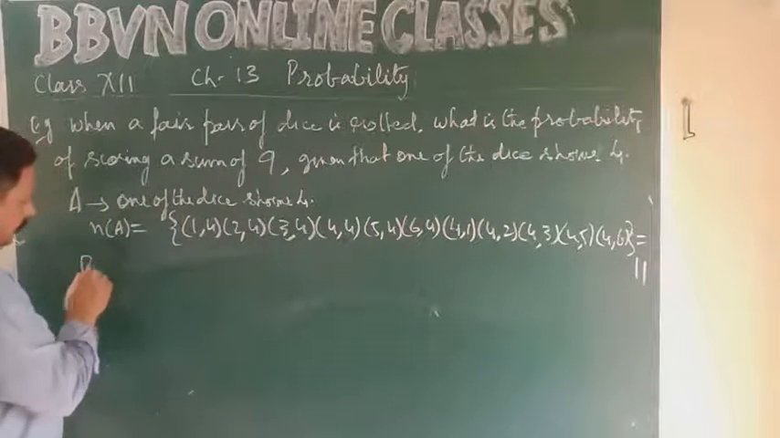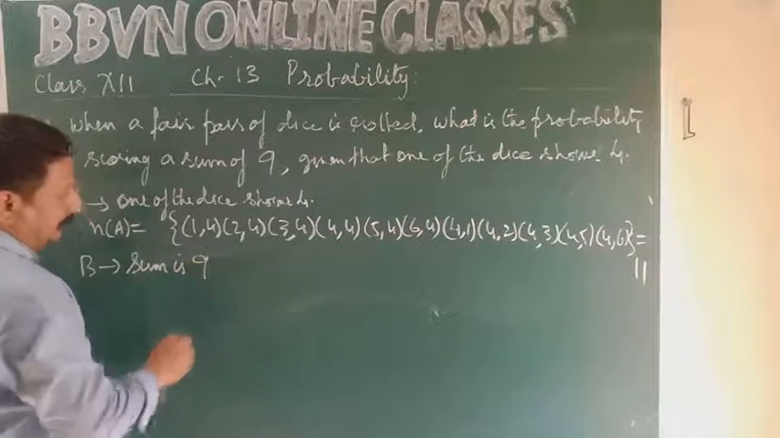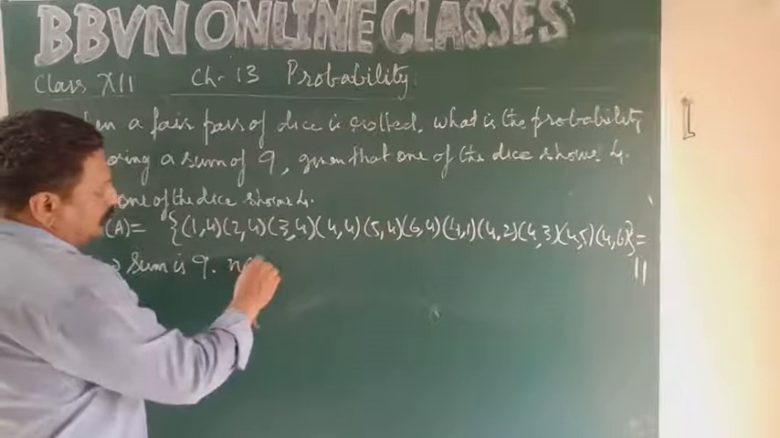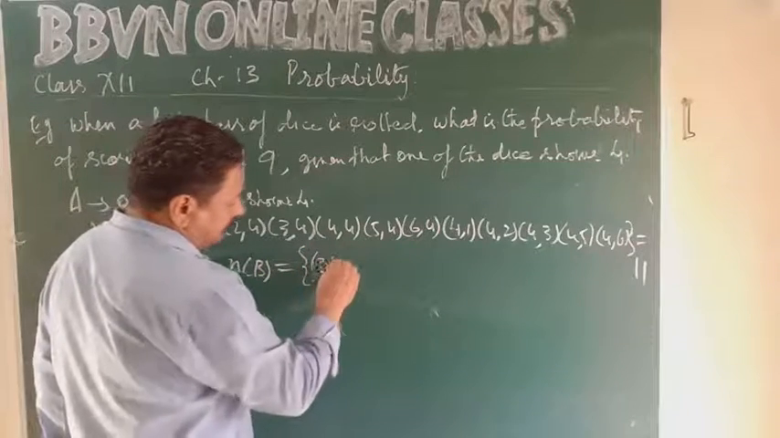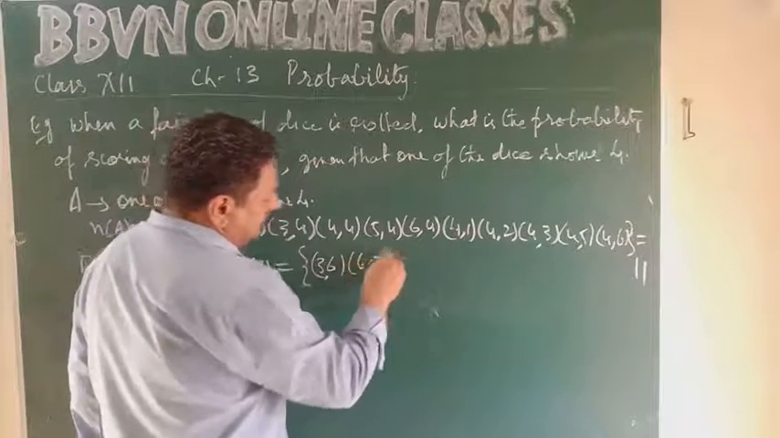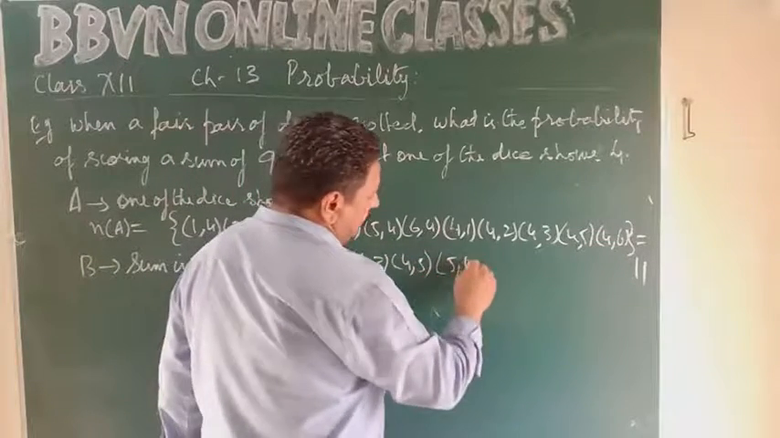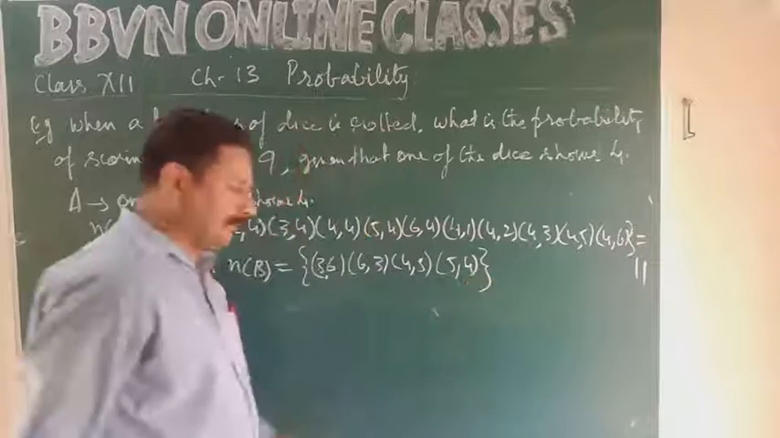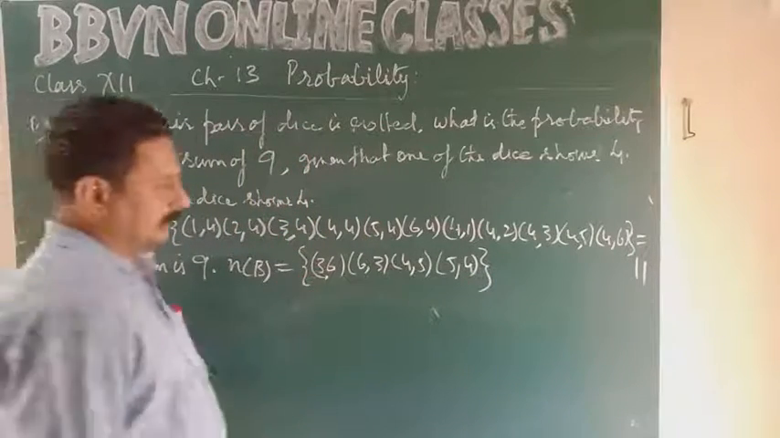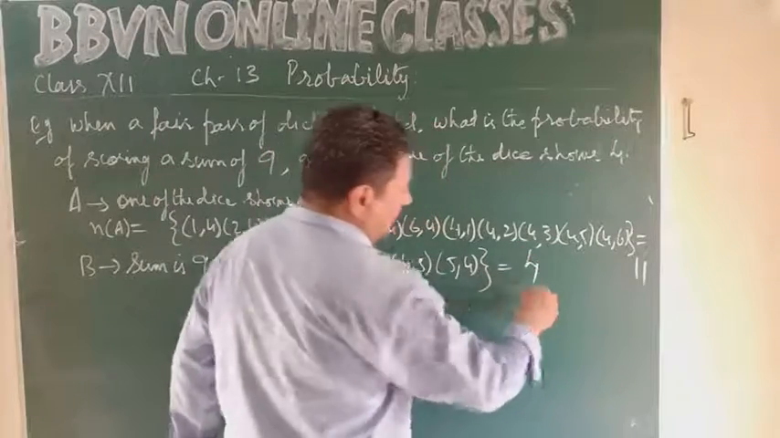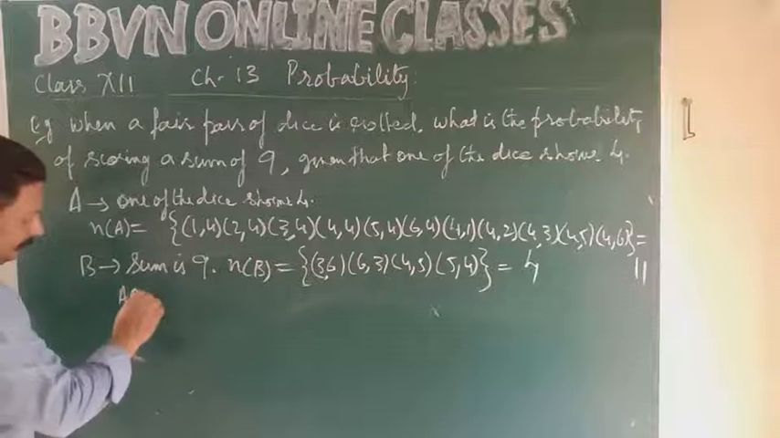Next, B. What is B? Sum is 9. So how do we get a sum of 9? It can be 3 6 or 6 3. It can be 4 5 or 5 4. Is there any other possibility for getting 9? No, these are the possible outcomes. How many? 4.